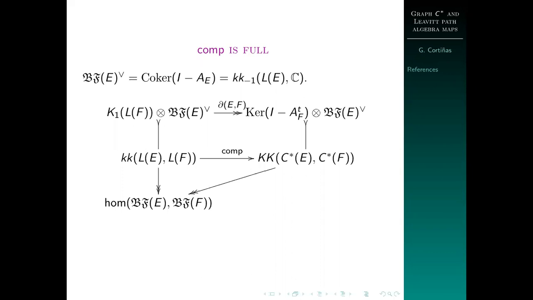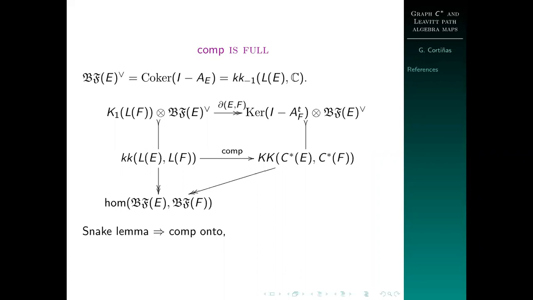Okay. And well, the map from K1 LF to this kernel is surjective. It is actually the index map corresponding to the excision sequence in single variable K-theory associated to the cone algebra extension. Yeah, and so by a snake lemma argument, since the top row is surjective and the bottom row is the identity, the map in the middle is onto. This proves that comp is full.